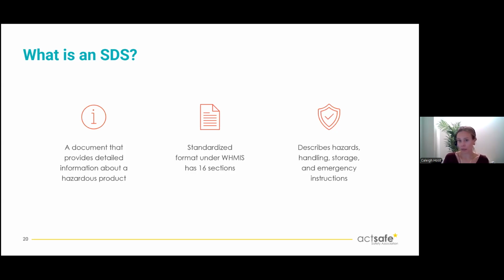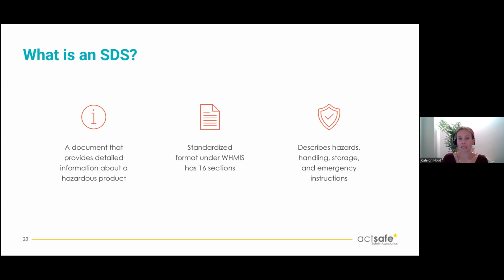Under your WHMIS umbrella, your SDS format is very standardized, which means that every compliant SDS follows the same 16-section format and layout. So whether that product comes from a local supplier or another country, the information is going to be organized in the same way. And this makes it quite easy for you to see a new product and flip to the section that you need to find.